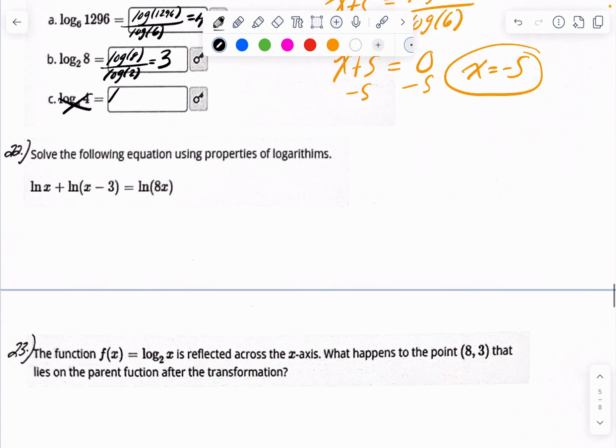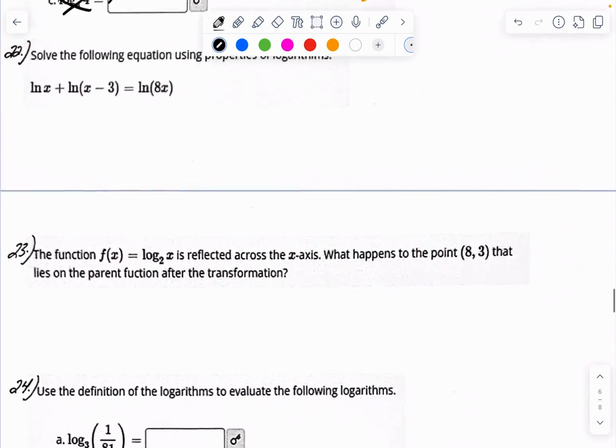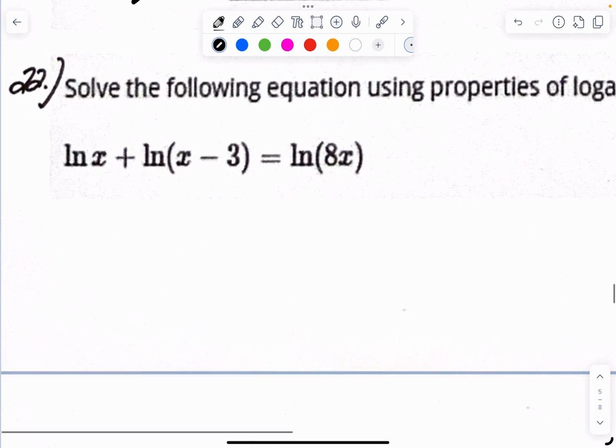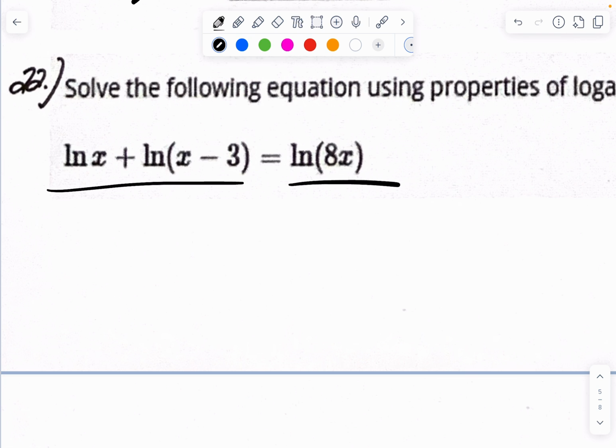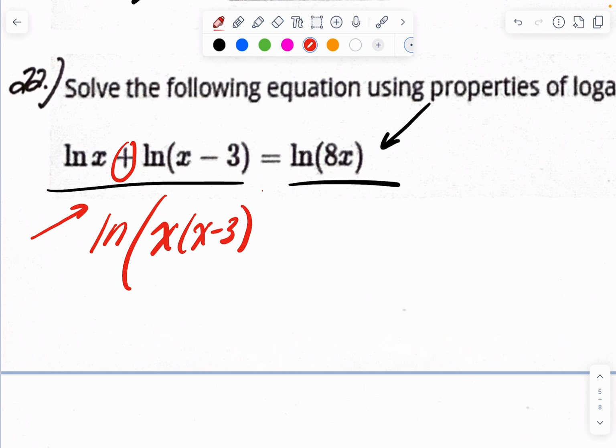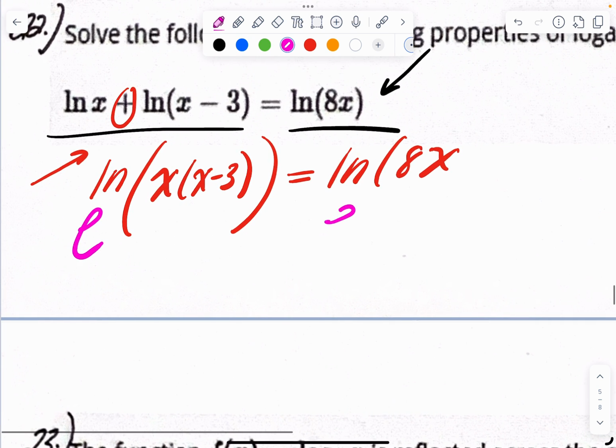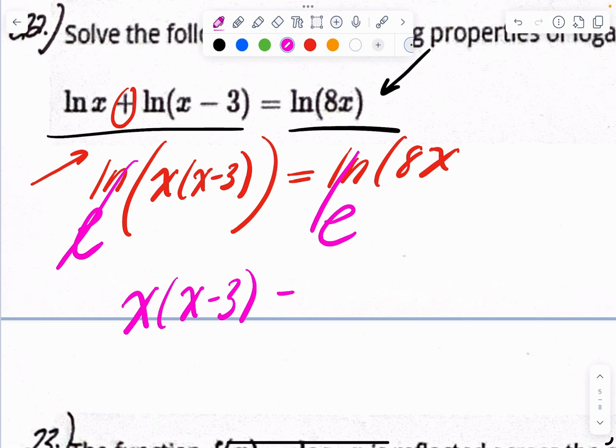Solve the following equation using properties of logs. So before you can undo an ln, you have to have only one ln on the left and only one ln on the right. There's only one ln on the right, but on the left there's 2, but we can put them together. When you add, you multiply. And now from here, to undo ln, I base e both sides. So I have x times x minus 3 equals 8x.